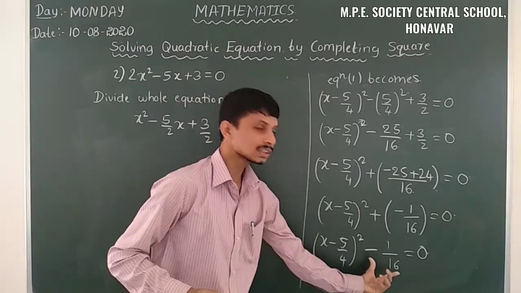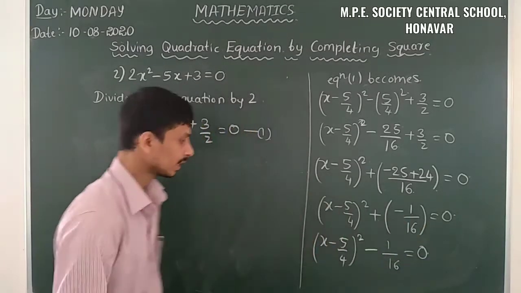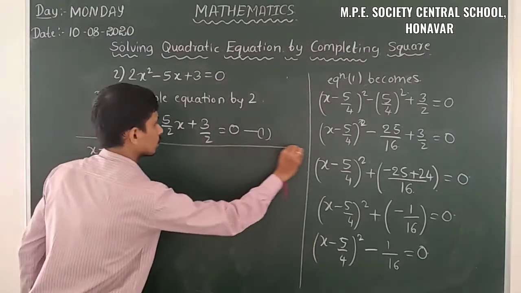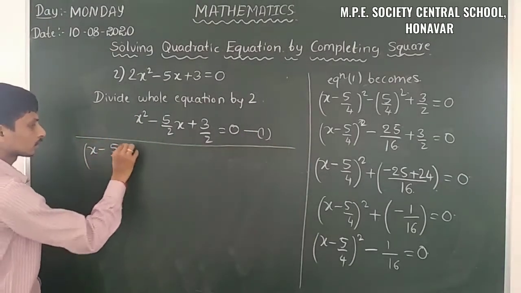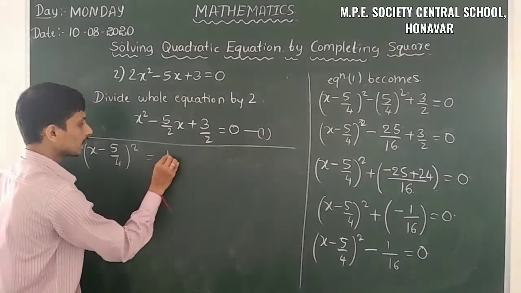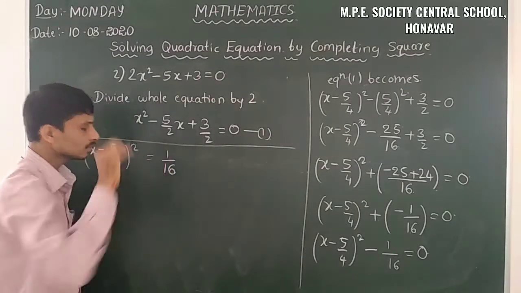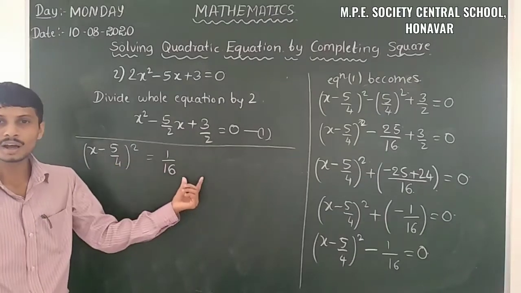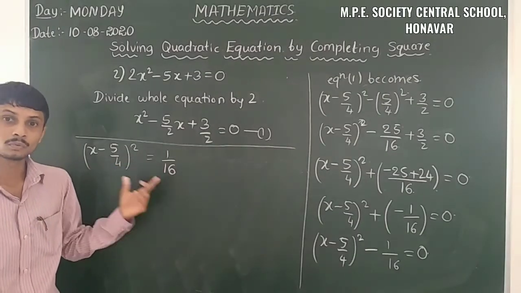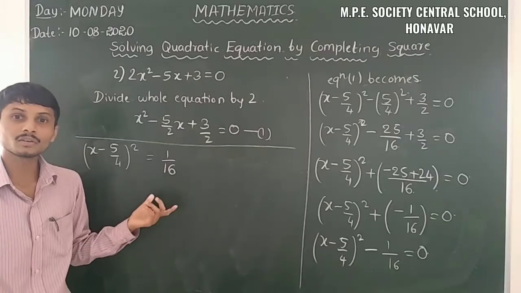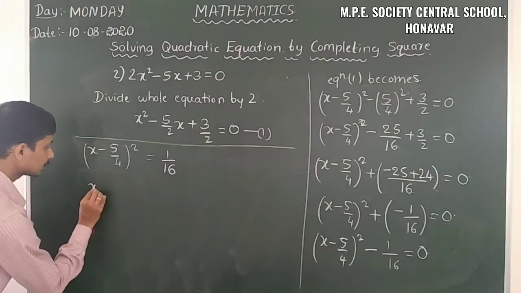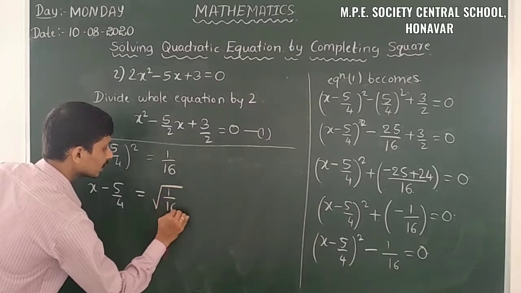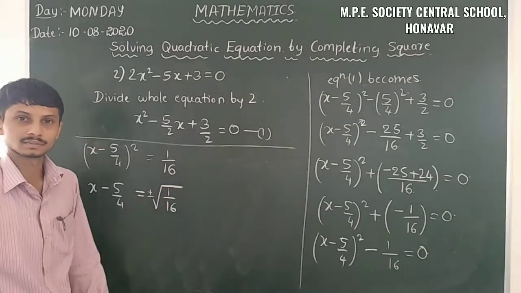So here I will transpose this minus 1 by 16 to the RHS. That is x minus 5 by 4 whole square is equal to 1 by 16. Then we have to transpose this square to the RHS. It becomes square root. When we are taking the square root, we have to insert plus or minus. That is x minus 5 by 4 is equal to square root of 1 by 16. Must insert plus or minus.